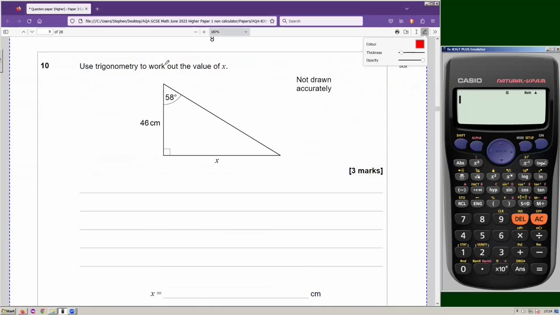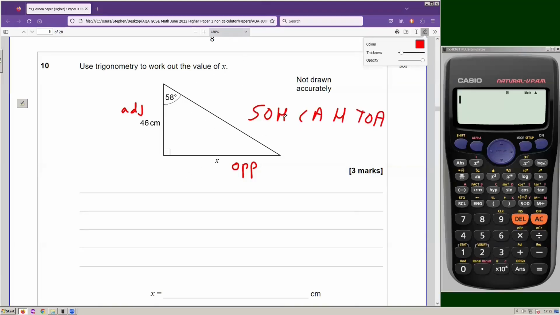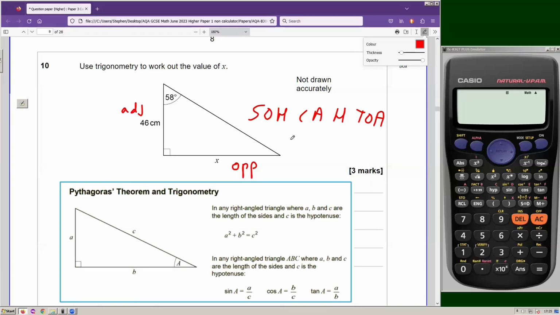Use trigonometry to work out the value of x. X is here. That's going to be the opposite. This is the adjacent. They're going to give some information about this on the formula sheet, but it's well worth knowing the order in which they go. We've got the adjacent, so we can only use cosine or tangent, and we need to find the opposite, so we're going to use this one.